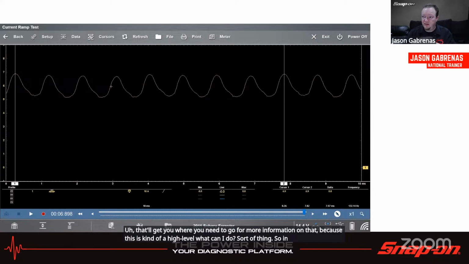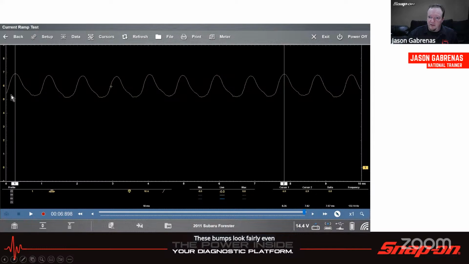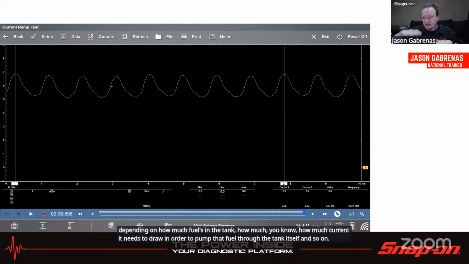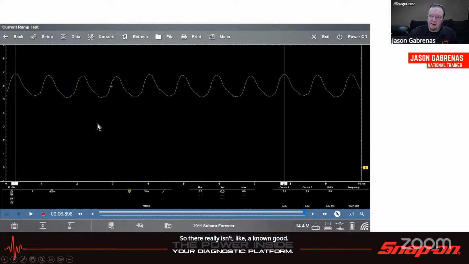So in this case, these bumps look fairly even. The value of the current is going to vary depending on how much fuel's in the tank, how much current it needs to draw in order to pump that fuel through the tank and so on. So there really isn't a known good, but this is at idle, about 7 amps on the high end. So it goes up, goes down. Those are the commutators going by the brushes.